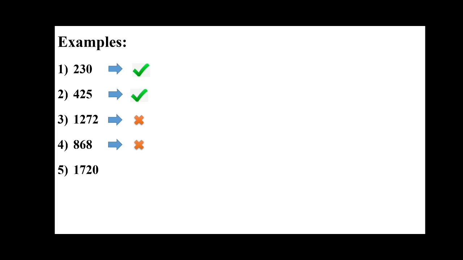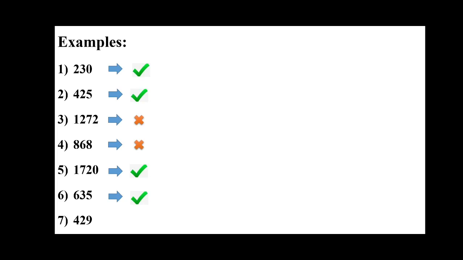Next, 1720. Ones place digit is 0. So 1720 is divisible by 5. Next one, 635. Ones place digit is 5. So 635 is divisible by 5.